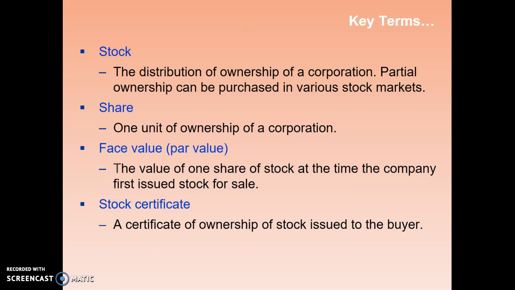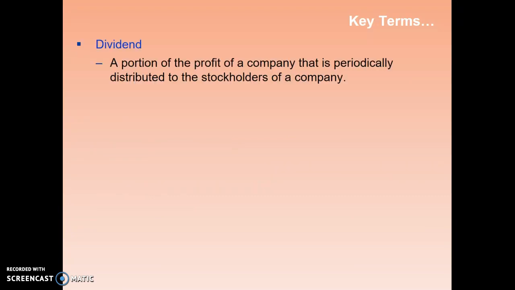Shares. You can buy several shares in a company, and depending on what kind of company you're looking at and how many shares you have, you could actually then be a stakeholder in the company. A dividend is a portion of the profit of a company that is periodically distributed to the stockholders of a company. Credit union. When you are a part of a credit union, you actually become a stockholder, and that's why you receive your monthly dividends.